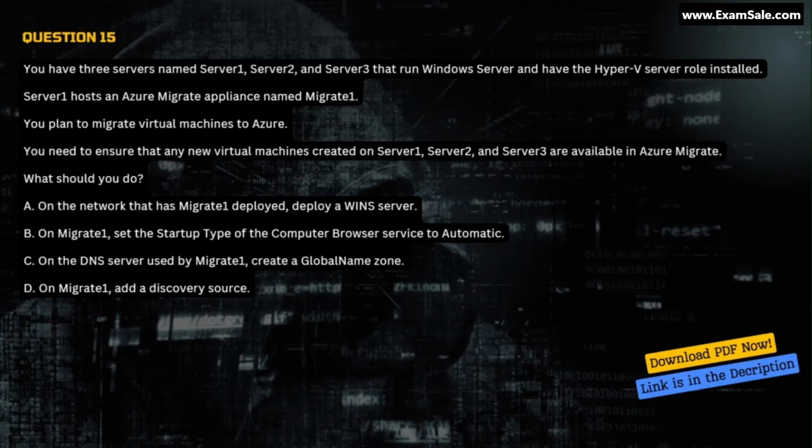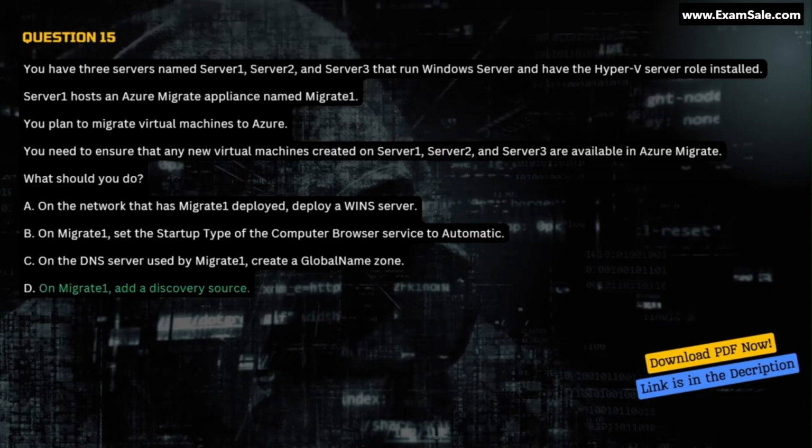A. On the network that has Migrate1 deployed, deploy a WINS server. B. On Migrate1, set the startup type of the Computer Browser service to automatic. C. On the DNS server used by Migrate1, create a GlobalNames zone. D. On Migrate1, add a discovery source.